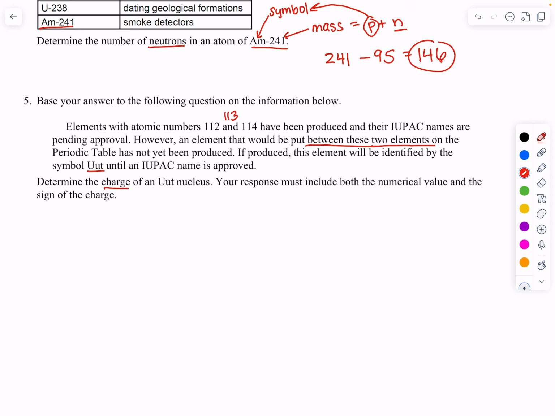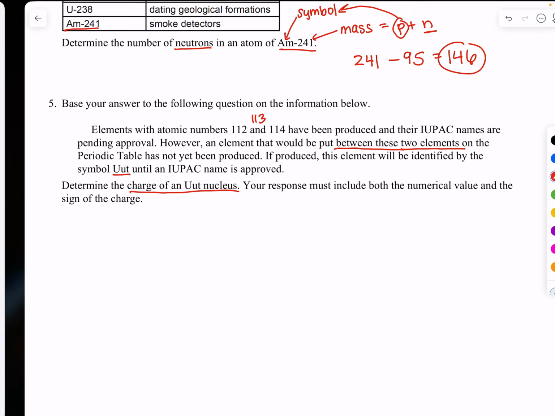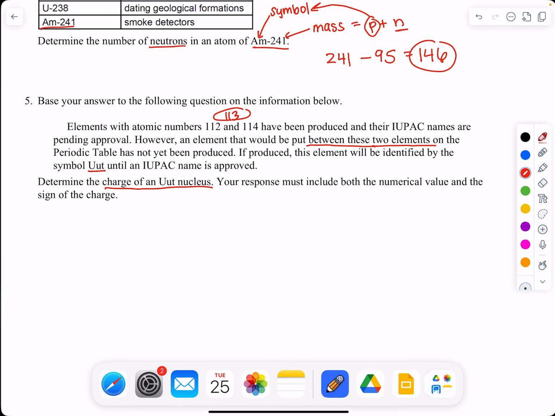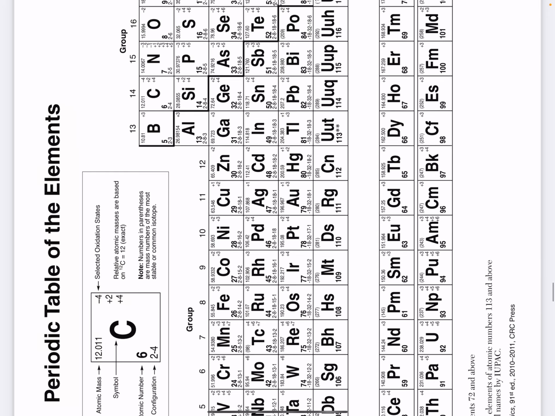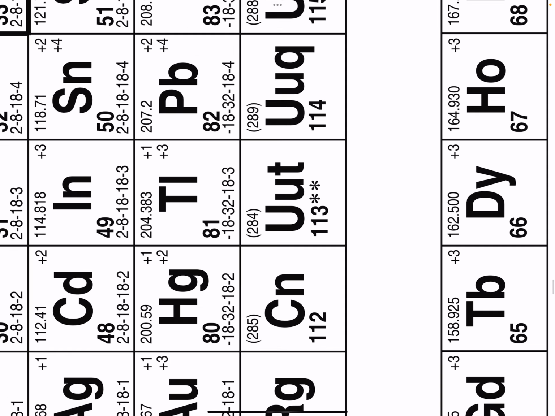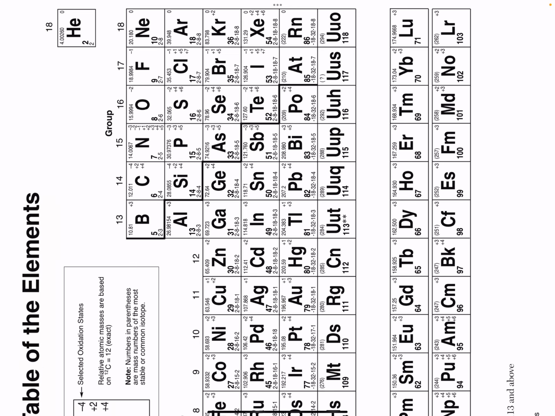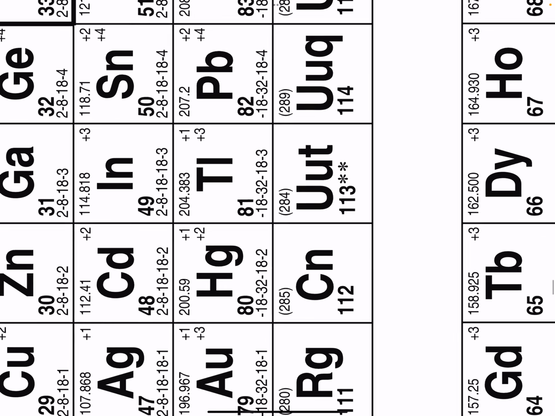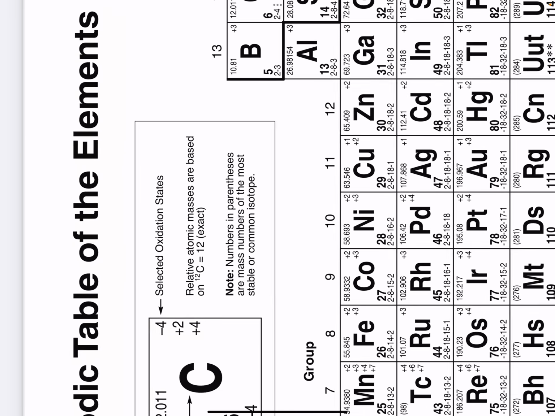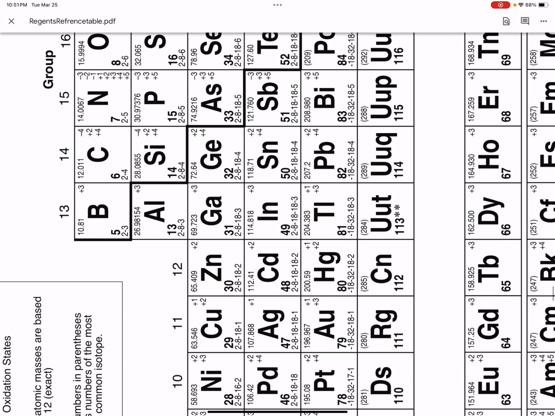Determine the charge of a UUT nucleus. So I want to know the charge of a UUT nucleus. I need to go to my periodic table for help with this. I know that the atomic number is 113 because it said it's between 112 and 114. So go into my reference table, find 113. It's right here. Hey, look, it matches UUT, like I said it would in the question. And it wants the charge of the nucleus. So if it said just the plain old charge, you would use oxidation numbers, right? This number in the top corner.